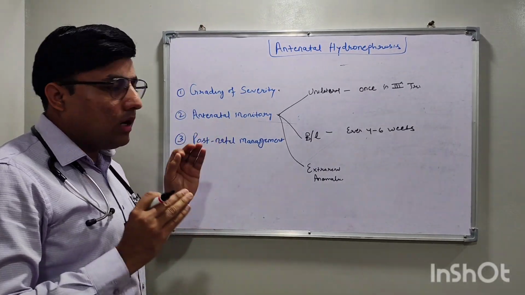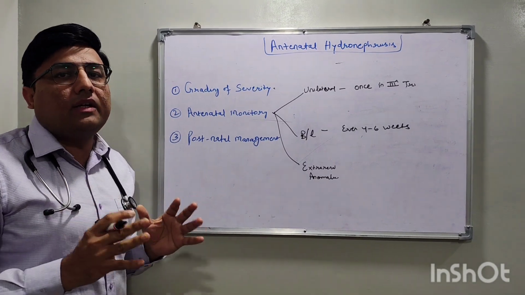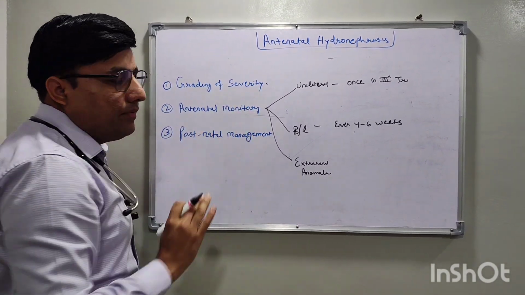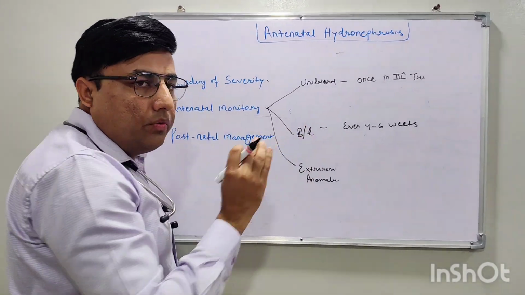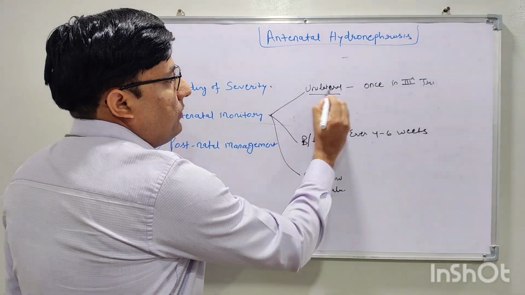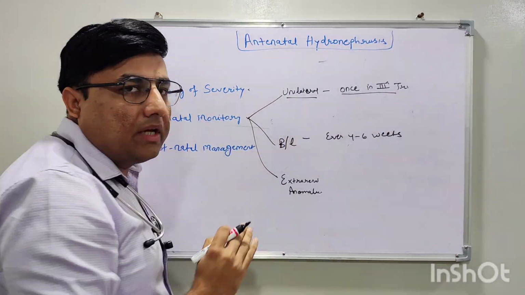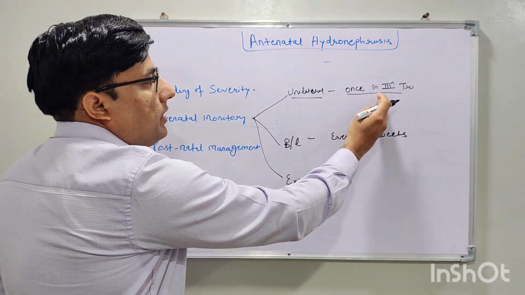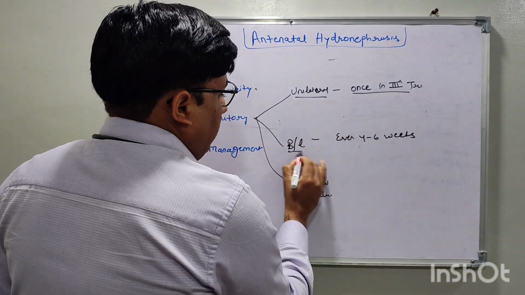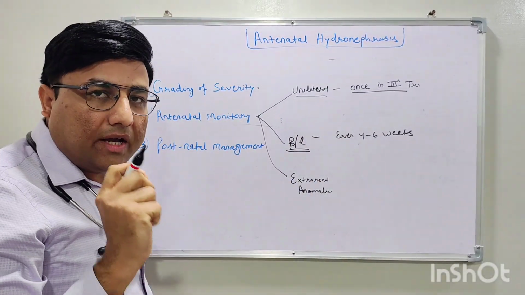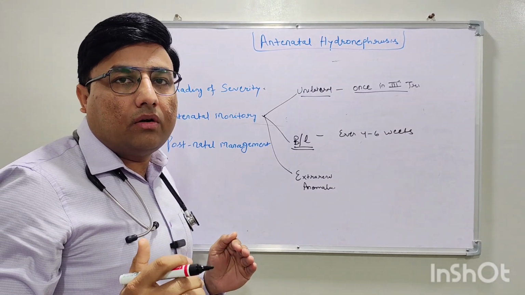So now coming to how to monitor antenatally, how frequently we should do antenatal sonography to assess the severity of antenatal hydronephrosis. First we have to see if it is unilateral or bilateral. If it is unilateral, then we only have to do it once in the third trimester. We have diagnosed in the second trimester, so we have to see once in the third trimester whether it is increasing or decreasing.